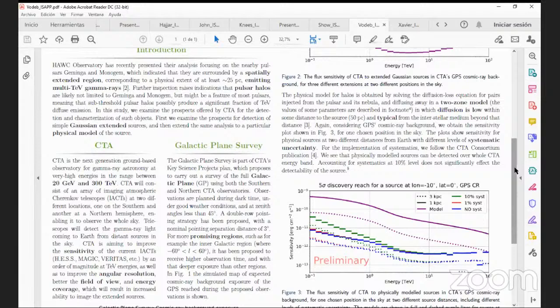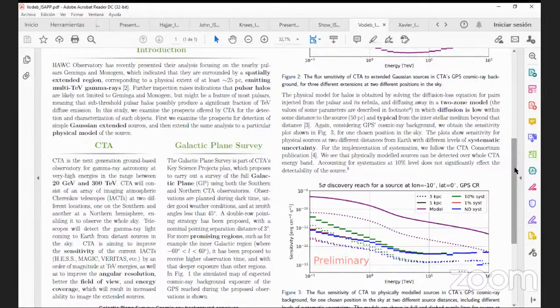It will be detecting gamma rays in the range between 20 GeV and 300 TeV. It will consist of an array of imaging atmospheric Cherenkov telescopes at two different locations. One will be in the southern and another in the northern hemisphere, which will enable CTA to observe the whole sky.